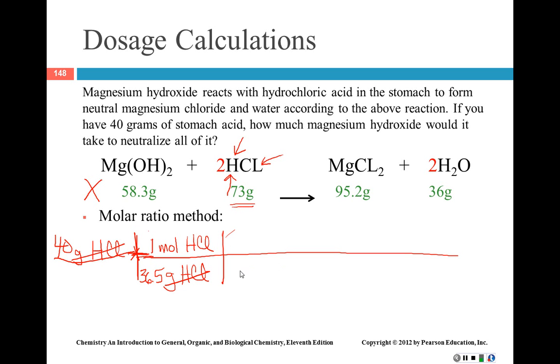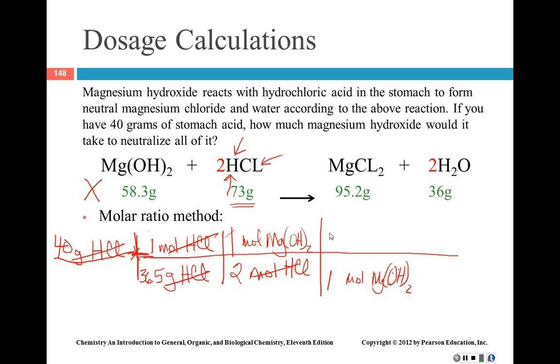We do the molar ratio. We know moles of hydrochloric acid will go on the bottom because we're going to cancel these out. So for every 2 moles of hydrochloric acid, we're going to have 1 mole of magnesium hydroxide. Then I know moles of magnesium hydroxide is going to go on the bottom. And 1 mole of magnesium hydroxide is how many grams? 58.3 grams, if I haven't made a mistake on that. And that's going to give me grams of magnesium hydroxide.